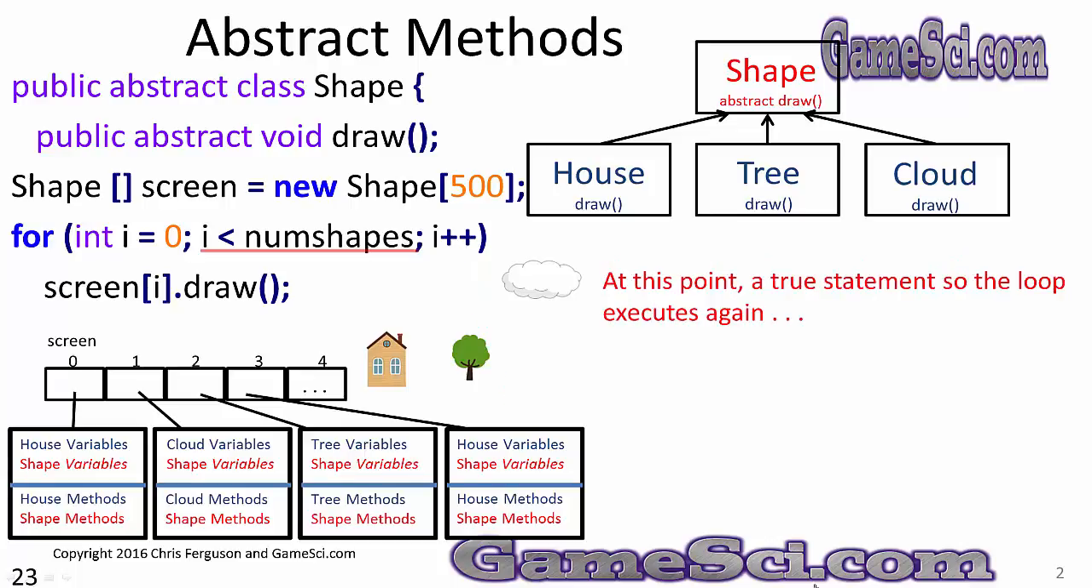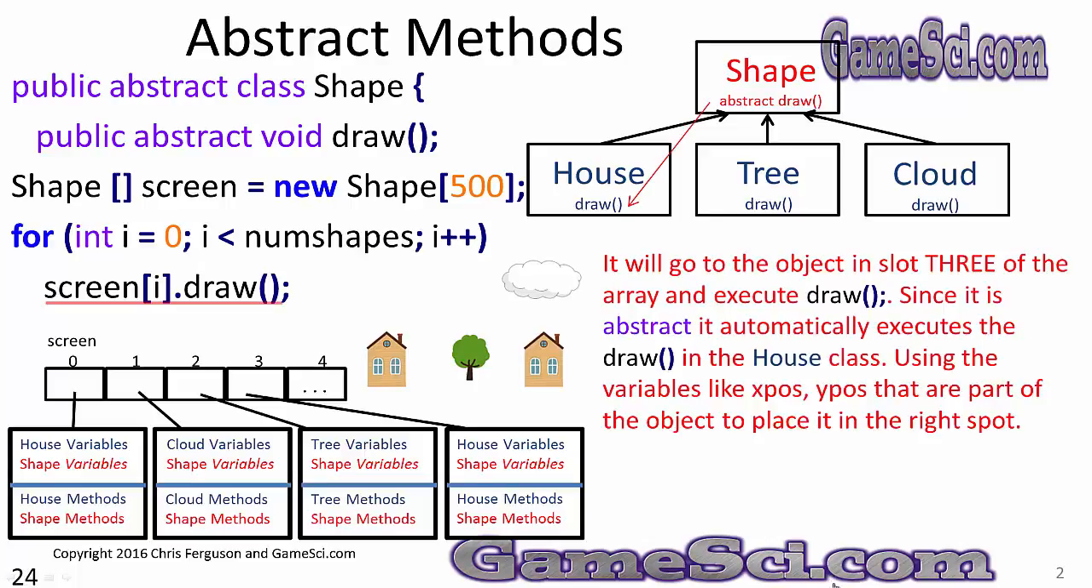I less than num shapes, at this point, still a true statement, so the method executes again. Screen subscript I dot draw. It will go to the object in slot 3 of the array now and execute draw because I has the value of 3. Since it is abstract, when it calls draw, it automatically executes the draw method in the house class, using variables again like x and y position that are part of the object to place it in the correct spot. So there was a simple loop.